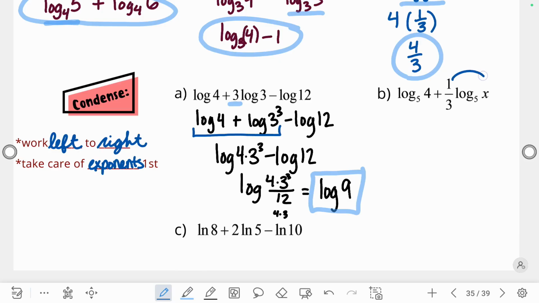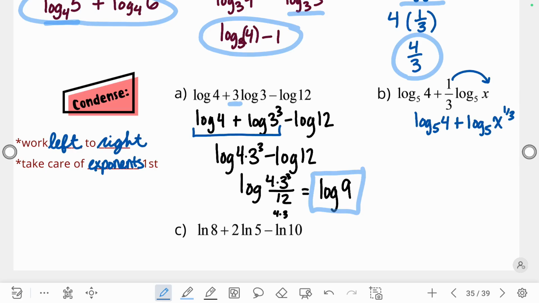All right, first thing I'm going to do here is apply that exponent. So I'm going to keep my log base 5 of 4 exactly as it is, but I'm going to take my log base 5 of x, and I'm going to have it as x to the 1/3 power, because I know that 1/3 in the front is really an exponent.